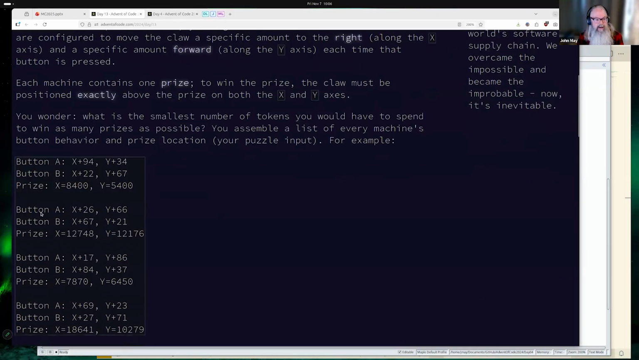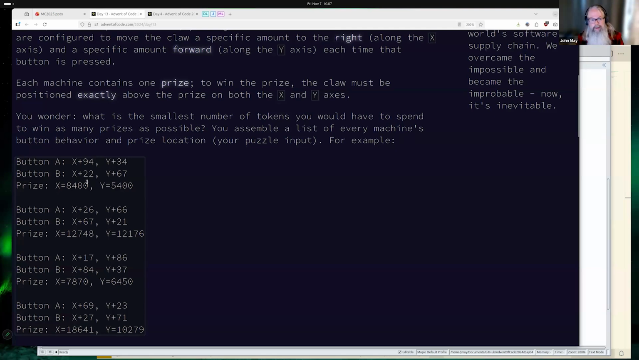So your claw machines are defined in a list like this. The claw machines have really ridiculous buttons. Each button moves a certain number of steps in the X and Y direction. So you have button A and button B. Here it moves 95 steps in X and Y. And what you want to see is that the prize is at another location, and you want to know, can you press A and B some number of times to get to the prize.